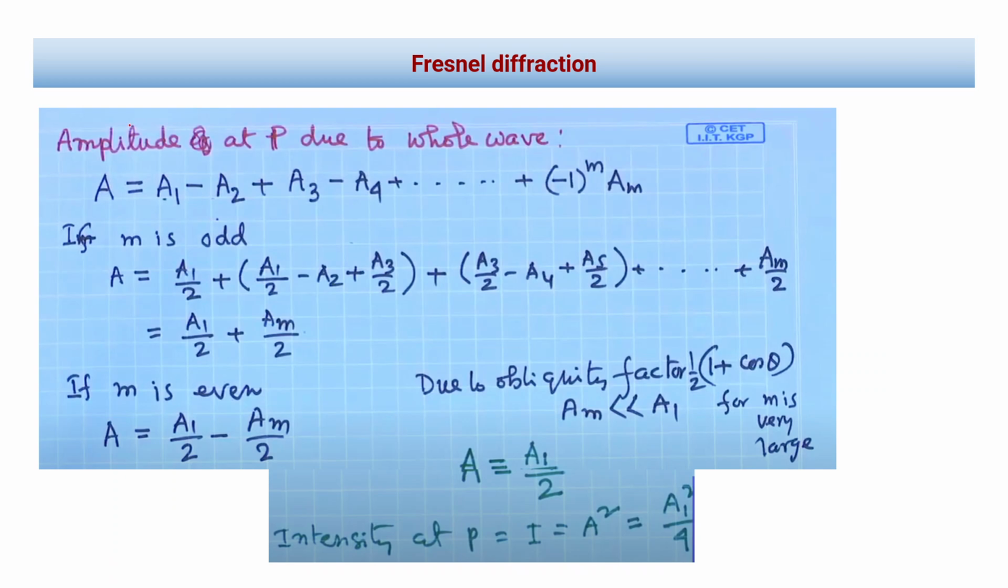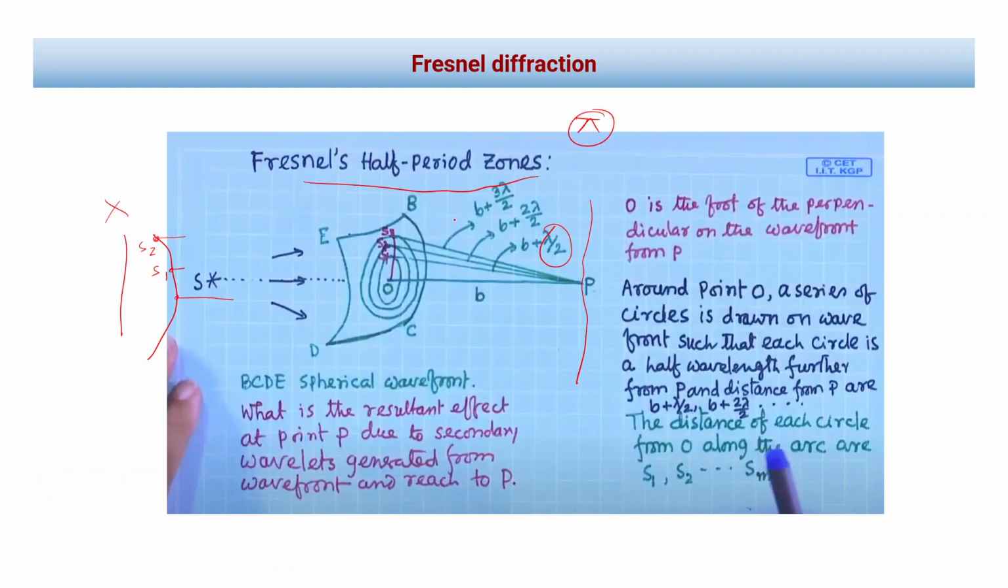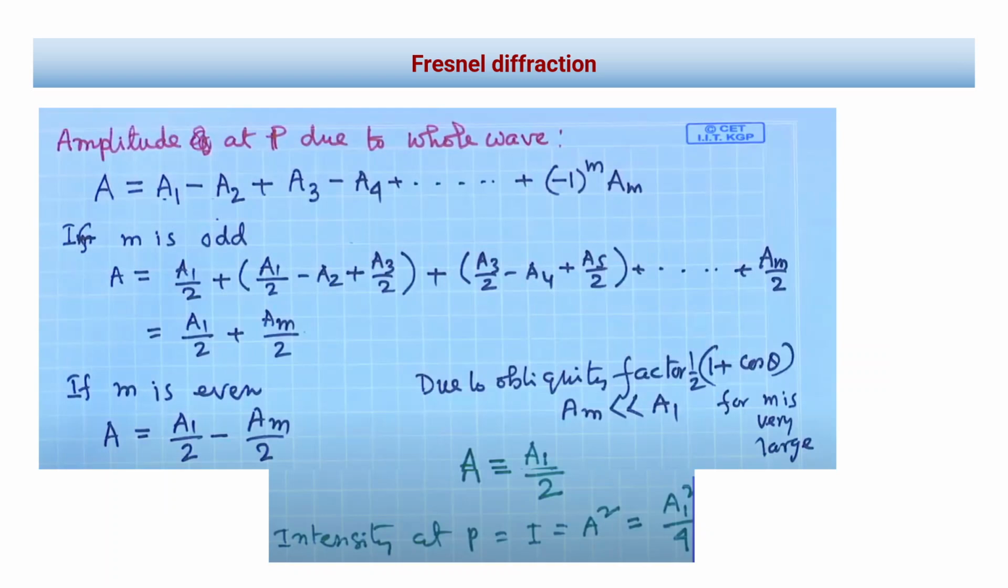From the first zone we get amplitude A1, from the next zone A2, and from the third zone A3. But as I was telling you, light from this zone arrives with a path difference of lambda by 2, so it will cancel. The next one is at a path difference of lambda, so it will add on. Then the next one will cancel. Because we know that when the path difference is lambda by 2, we get a dark fringe.